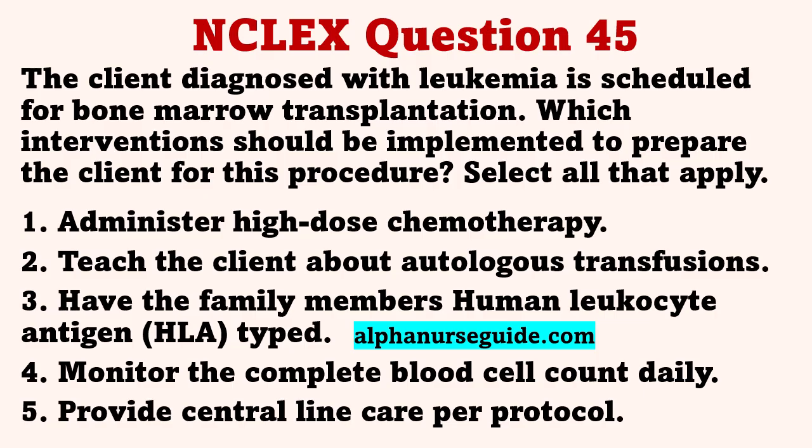The correct answers are 1. Administer high-dose chemotherapy. 3. Have the family members human leukocyte antigen typed. 4. Monitor the complete blood cell count daily. And 5. Provide central line care per protocol. All of the bone marrow cells must be destroyed prior to implanting the healthy bone marrow. High-dose chemotherapy and full-body irradiation therapy are used to accomplish this.